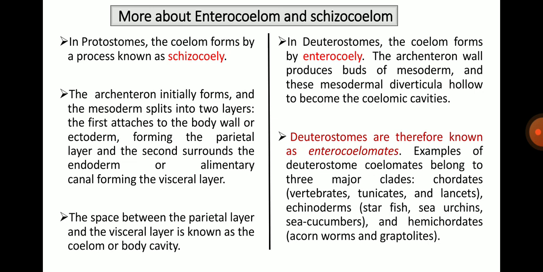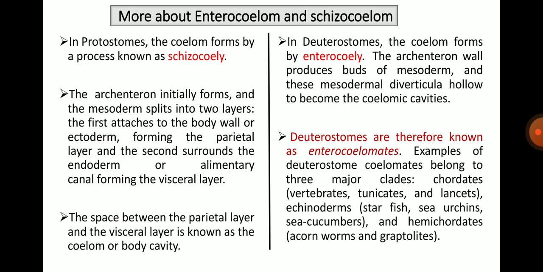So more about enterocoelom and schizocoelom. Schizocoely is exhibited by forms called protostomes in which the blastopore, that is the opening of archenteron during gastrulation, forms the mouth aperture, while in case of deuterostome the coelom is called enterocoely, where actually in case of deuterostomes the fate of blastopore is the formation of anus. So from blastopore anus is developed during development.